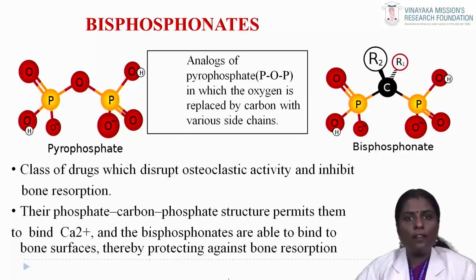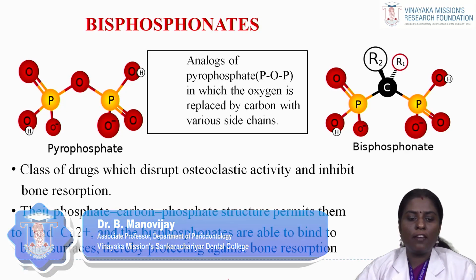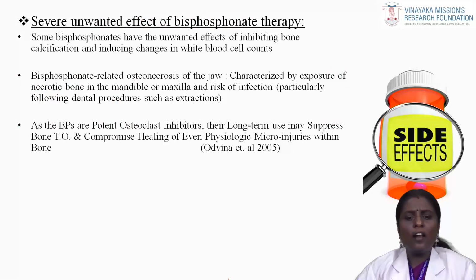Next, we come to another group of drugs called bisphosphonates. They are analogues of pyrophosphate in which the oxygen is replaced by carbon with various side chains. These are a class of drugs which disrupt the osteoclastic activity and inhibit bone resorption. Their phosphate-carbon-phosphate structure permits them to bind to calcium, and the bisphosphonates are able to bind to bone surfaces, thereby protecting against bone resorption. There are severe unwanted effects of bisphosphonate therapy. Some bisphosphonates have the unwanted effects of inhibiting bone calcification and inducing changes in white blood cell counts.